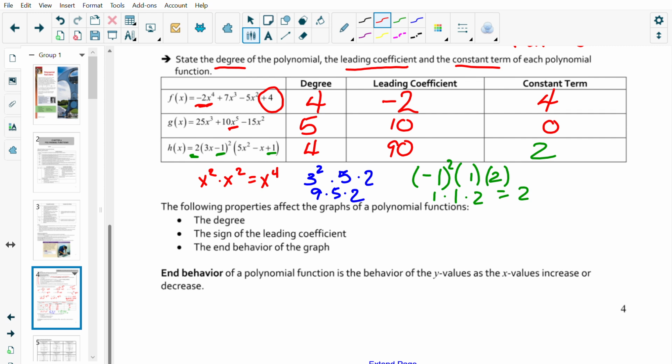Okay, the following properties affect the graphs of a polynomial function. The degree, the sign of the leading coefficient, and the end behavior of the graph. We'll talk about what this end behavior is. Okay, the end behavior of a polynomial function is the behavior of y values as the x values increase or decrease. So it's the left and right ends of a graph. So we'll look at that in a couple of examples coming up.